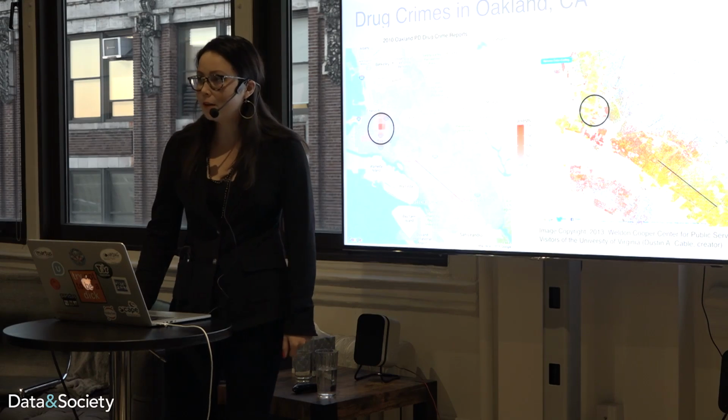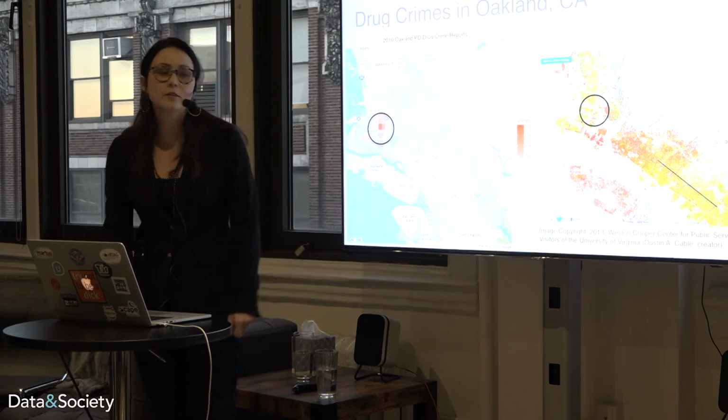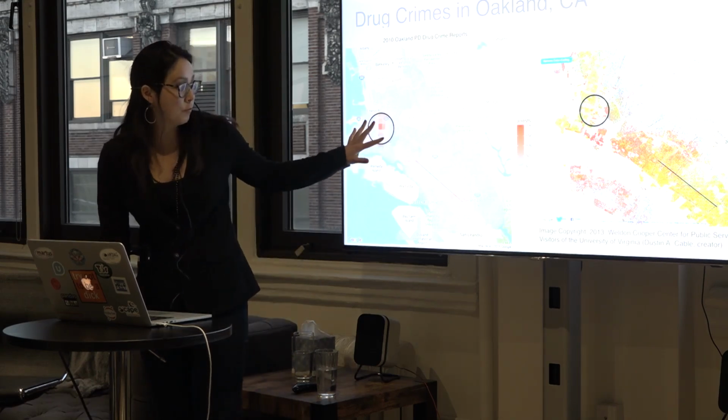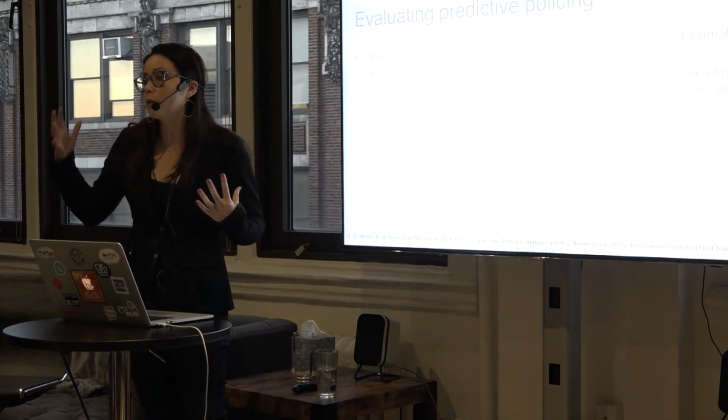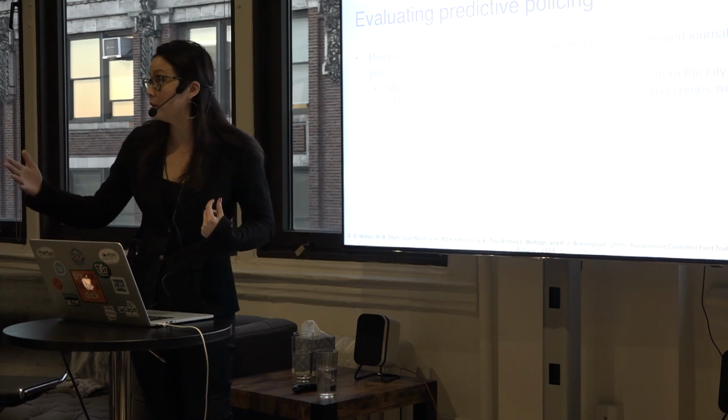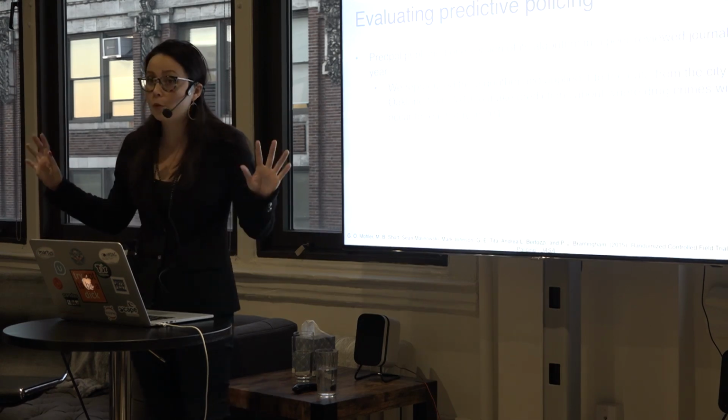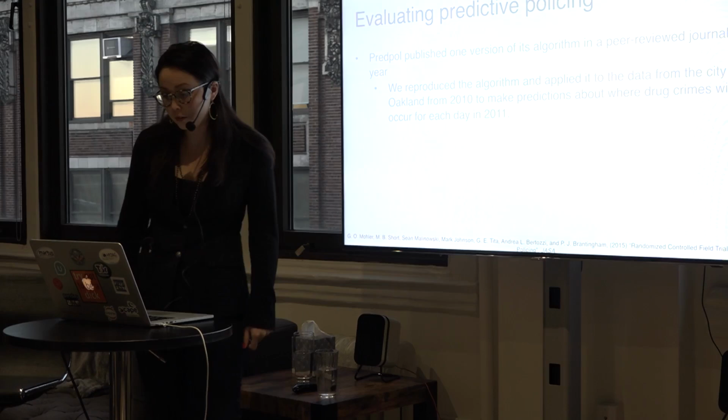Okay, so what happens then if we apply a predictive policing algorithm to this data? We have this data from 2010. What happens if we take that data and apply a predictive policing algorithm to try to see where it would dispatch police for every day in 2011? That was my goal. I just wanted to see, where is it going to send police? Where is it going to tell police to go?